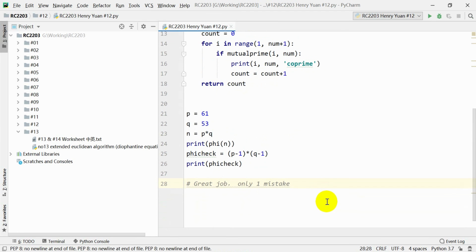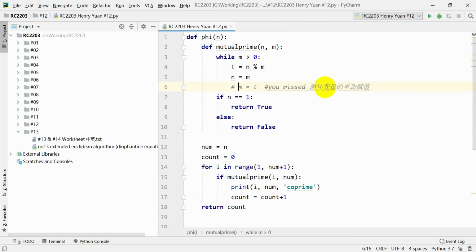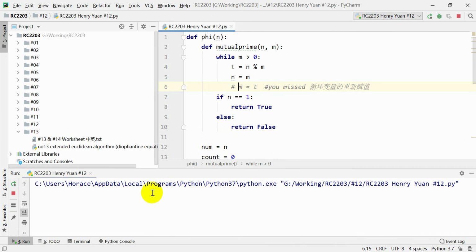Your code is good, but there is one mistake. Here you forgot to put m equals t. If you don't put it, this loop never stops. For example, when we run this, it never gives us an answer because it never gets out of this loop.